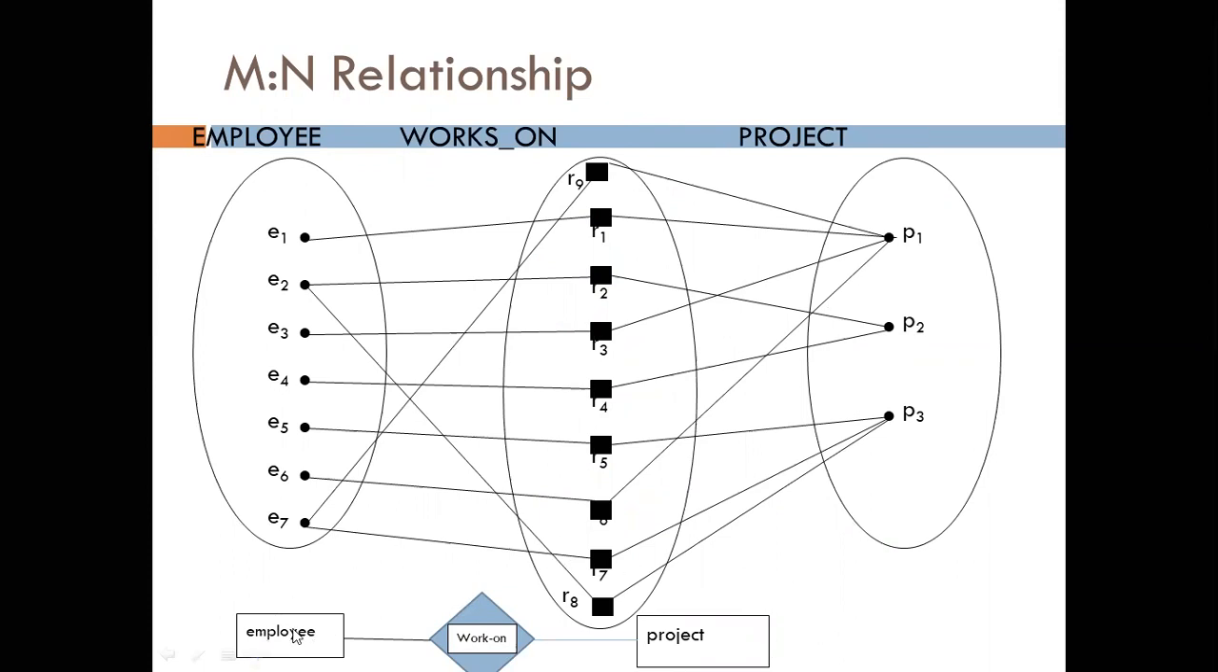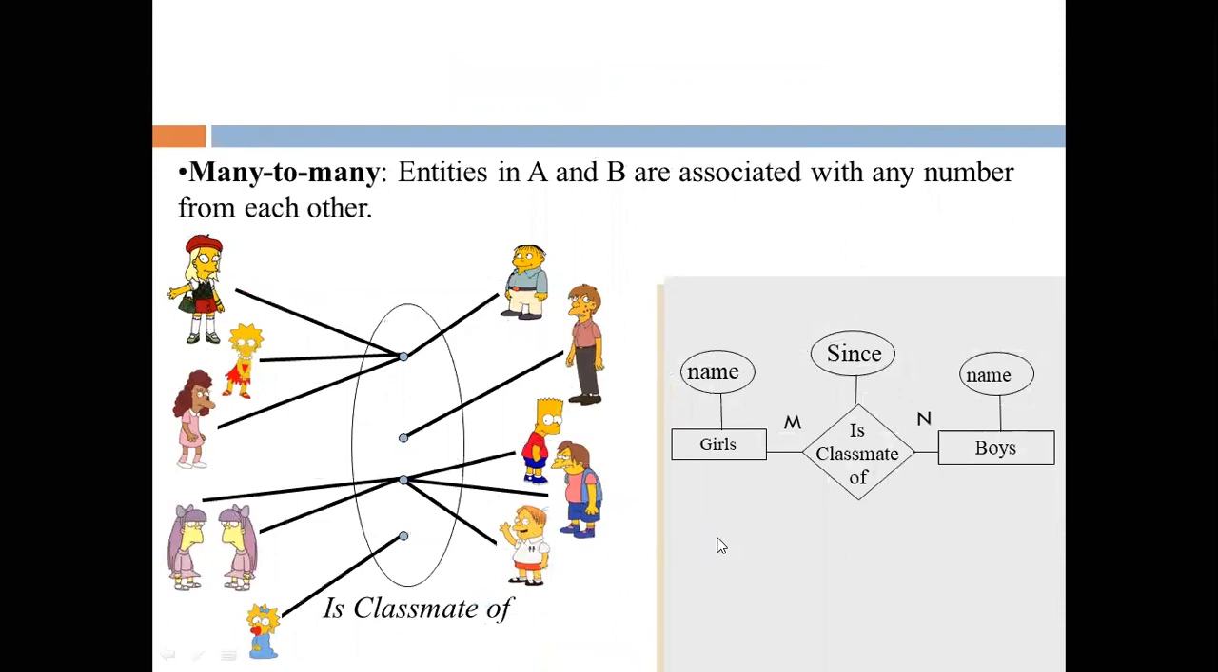The entity is represented in a rectangle, then the relation, and the cardinality ratio between employee and project will be m:n. We take another example. Here we have two entities, girls group and boys group. The relation is classmates of. A set of girls are classmates of a set of boys. This is many to many. So the relation between these two is m:n.